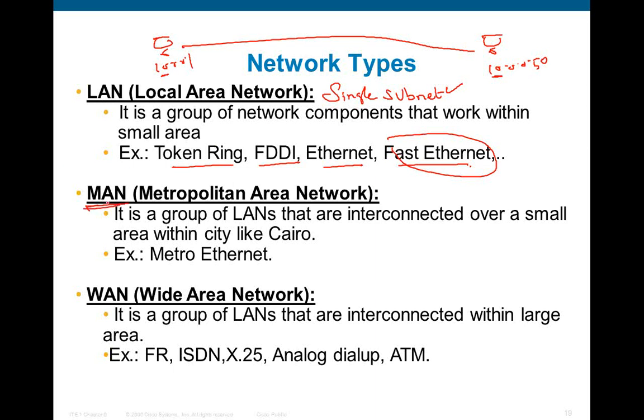What is MAN? It's actually not really needed for us. MAN, Metropolitan Area Network, Metro Ethernet. That is within a city limit. And WAN, we need to understand LAN and WAN very well. What is WAN? Wide Area Network means what? We connect different networks in different areas, a large area. And not just a single subnet, it is multiple subnets.